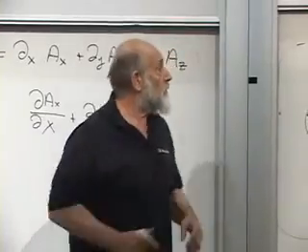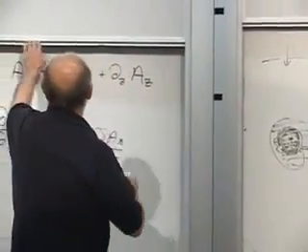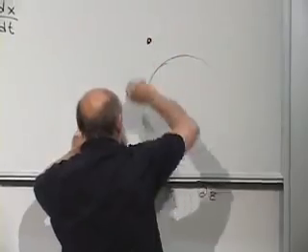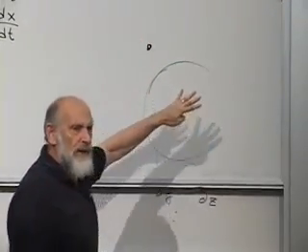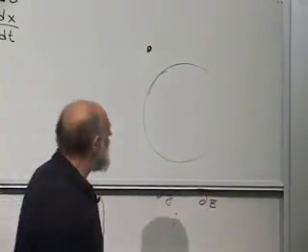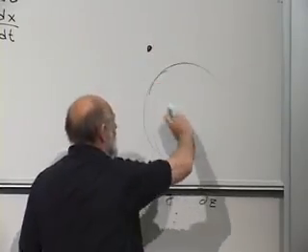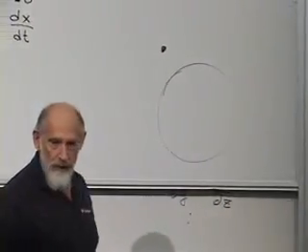For example, supposing we are interested in the motion of an object near the surface of the Earth, but not so near that we can make the flat space approximation. Let's say at a distance 2 or 3 or 1.5 times the radius of the Earth.